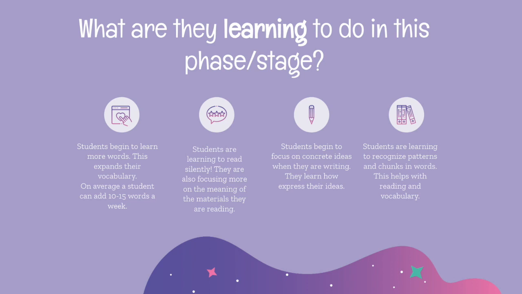Students are learning to read silently. This is a really big thing as well, but it's also a big thing to not force the students to read silently. Students begin to focus on concrete ideas when they're writing, like I talked about in the last slide. Their writing becomes more meaningful and they are able to express their ideas better. And lastly, students are recognizing patterns and chunks in words. They're not sounding out each different phoneme, they're kind of chunking those sounds together in order to spell words.